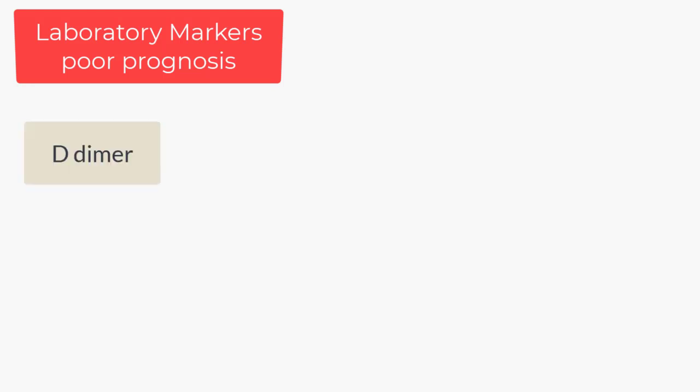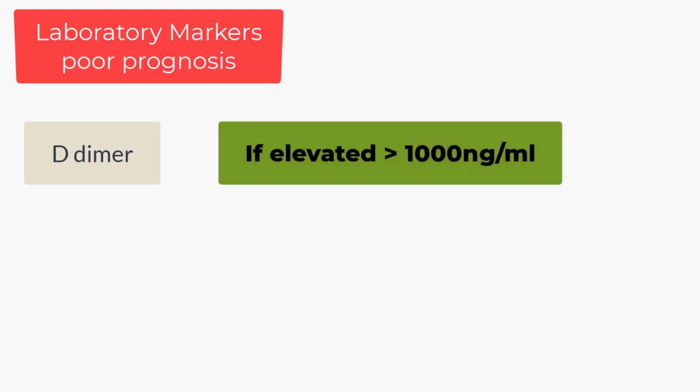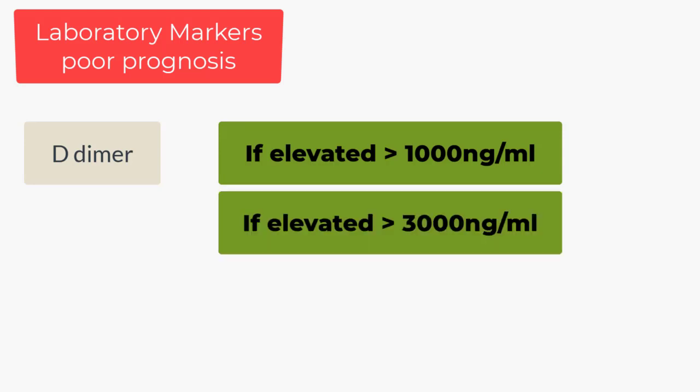Next marker is D-dimer. Values above 1000 nanogram per ml are seen in severe COVID-19, and values above 3000 nanogram per ml were found in non-survivors with thrombosis associated with COVID-19.